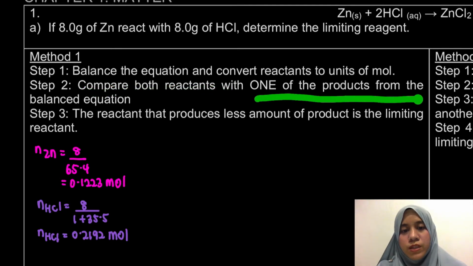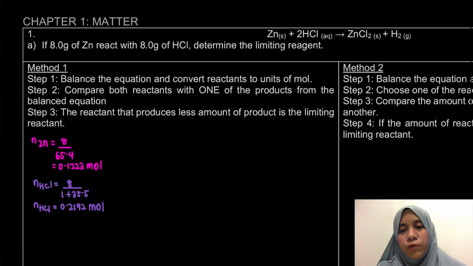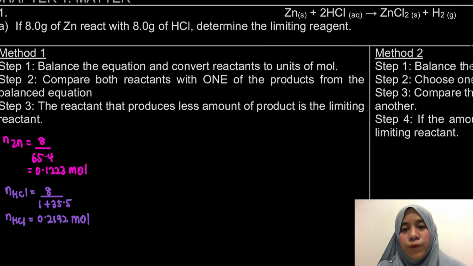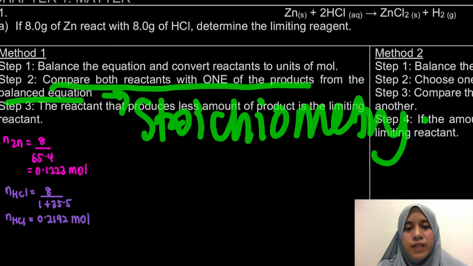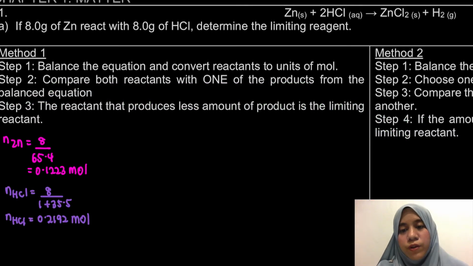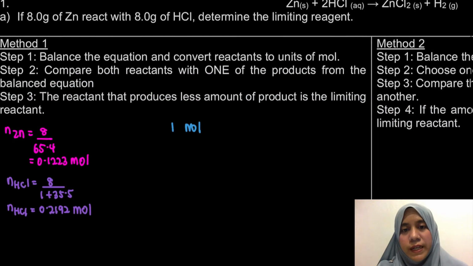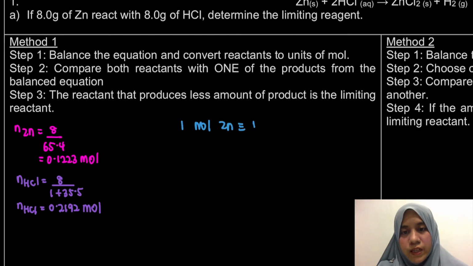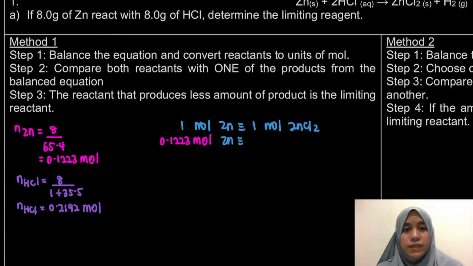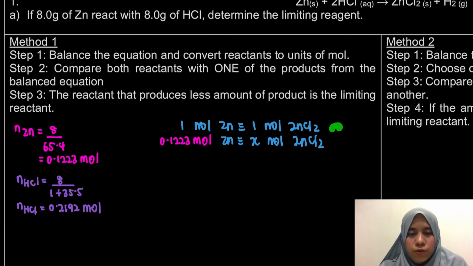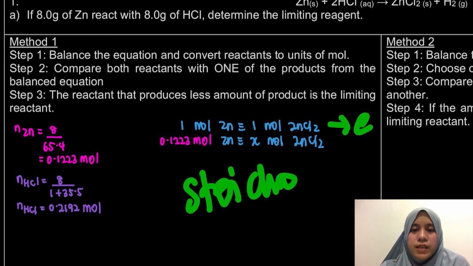So step 2 is actually compare both reactant with one of the products. So here actually we do have 2 products pun, tapi compare with only one. This case means nak compare with zinc chloride, ZnCl2. So we're going to compare it. How? We're going to compare it stoichiometry wise. Okay, so first 1 mole of zinc based on the equation itself is equivalent to 1 mole of zinc chloride. So yang ini again macam biasa yang stoichiometry that we have done previously. So we get X mole of ZnCl2.